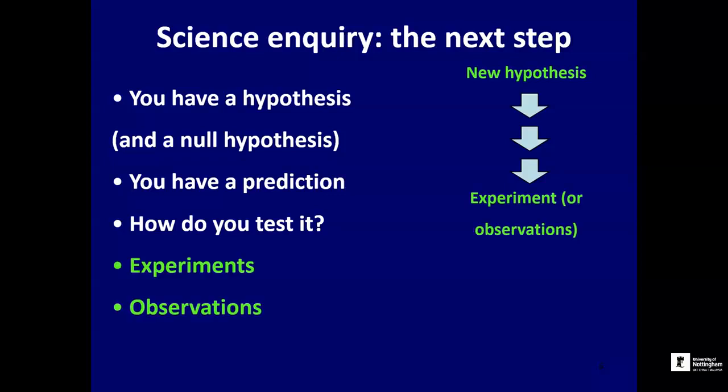So broadly speaking, there are two ways to test a prediction, either using an experiment or by observing the natural world around us. And I'm going to make this distinction that these are two different ways of collecting data, but there is a bit of a grey area here, and you'll find that in different parts of science, particularly the word experiment gets used differently by different people.